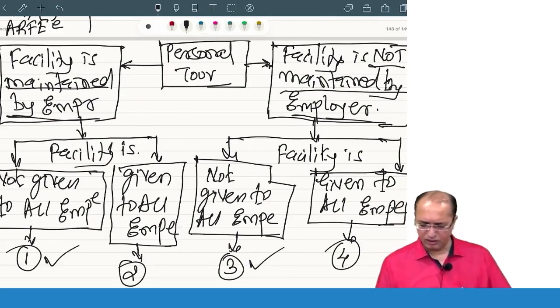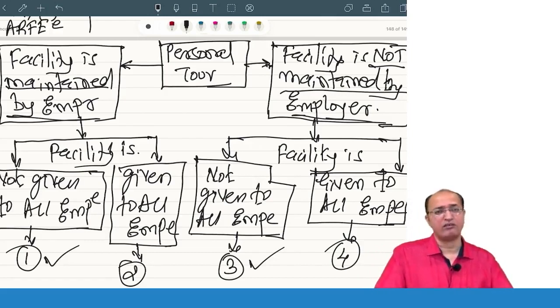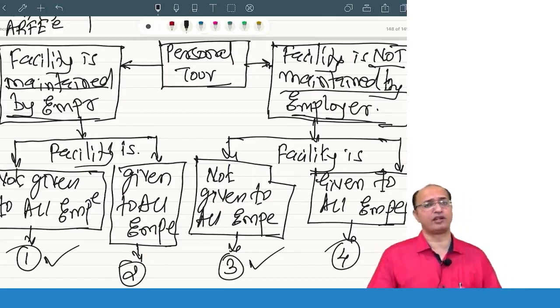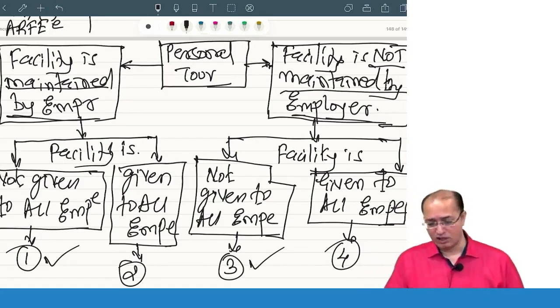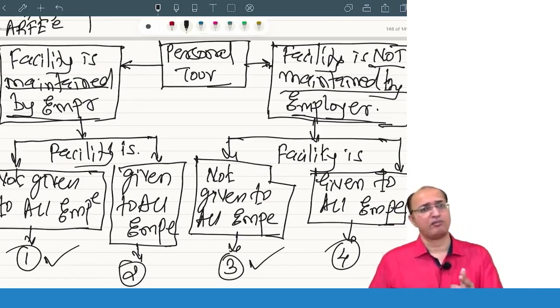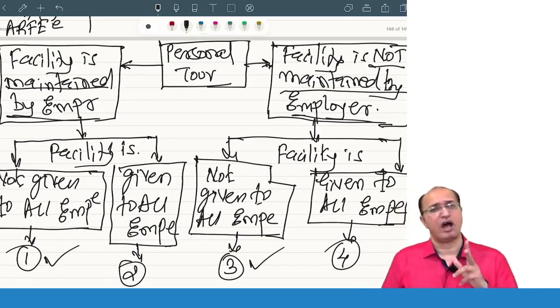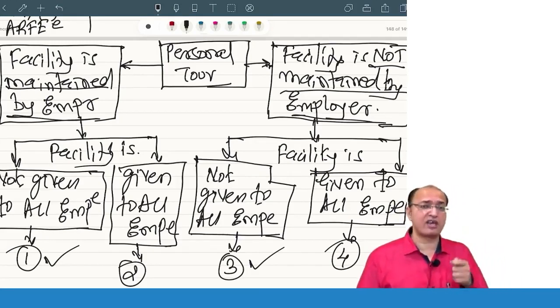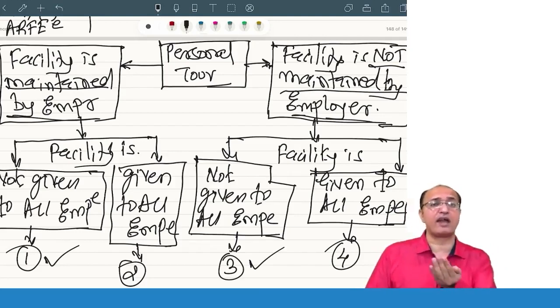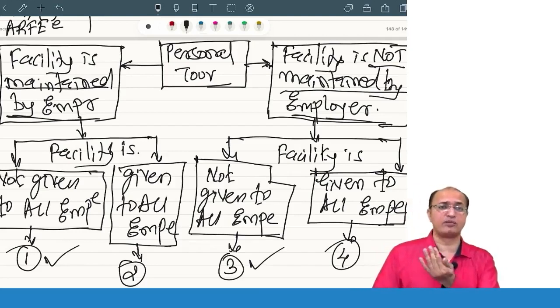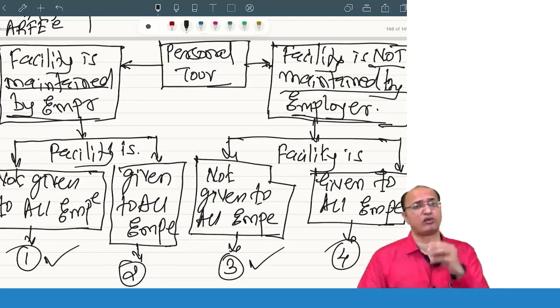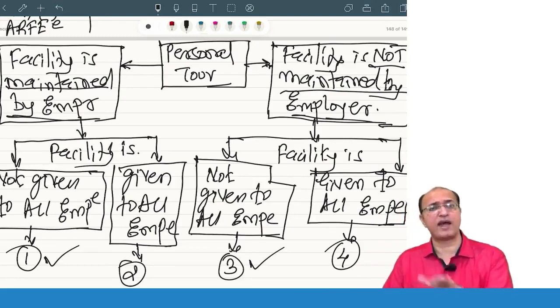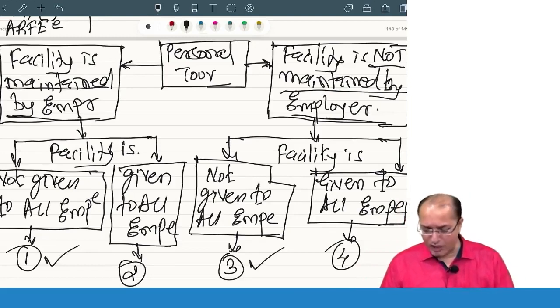Now you tell me, out of 1 and 3, where can the employer manipulate the cost? Meaning thereby, he will incur say 40,000, but he will say, no, I have not incurred 40,000, I have incurred only 10,000. Why will he do so? If he says I have incurred 40,000, then 40,000 will be added to the employee's income and tax will be levied on 40,000. But if he says I have incurred only 10,000, then only 10,000 will be added to the employee's income. So the question is, where can he manipulate the numbers?